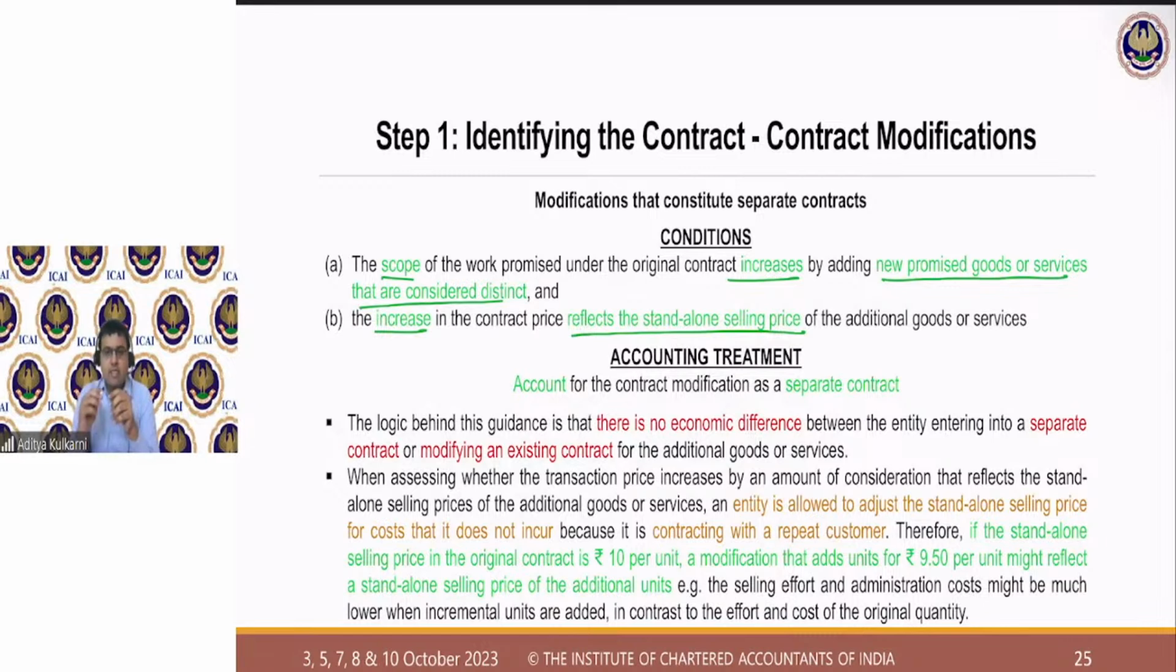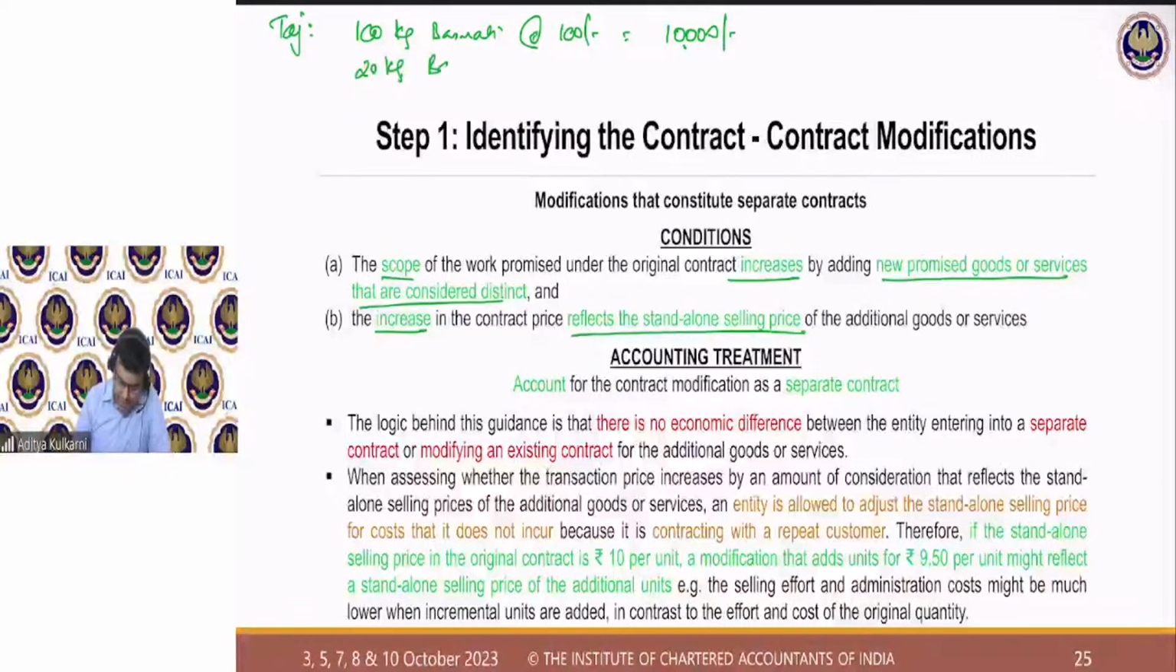Acha. Now many students again get confused here. What many students will think is, you remember that Taj example? Yes, 100 kgs of basmati rice. Suppose it was originally contracted at 100 rupees per kg. So 100 into 100 gives you 10,000 rupees. Now Taj asked for an additional 20 kgs. So let us take that this is the new contract.